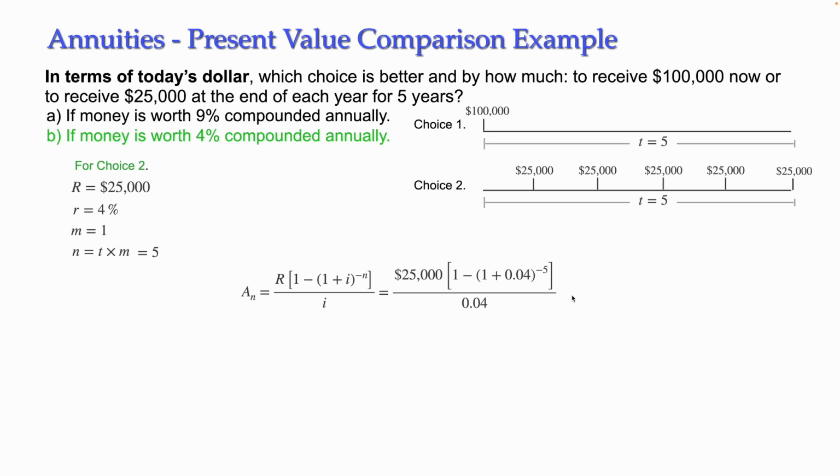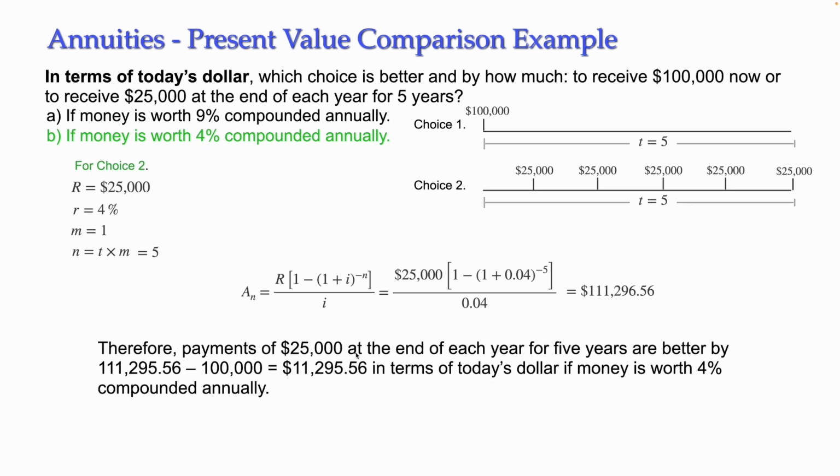So I make a substitution of everything, and I'm using my calculator. Using my calculator, I get $111,296.56. So in terms of today's dollar, this will be more. So choice 2 will be better. You are going to receive more. So if the interest is 4%, the payment of $25,000 at the end of each year for 5 years is better by the difference of these two amounts, that is $11,296.56, in terms of today's dollar, if money is worth 4% compounded annually.